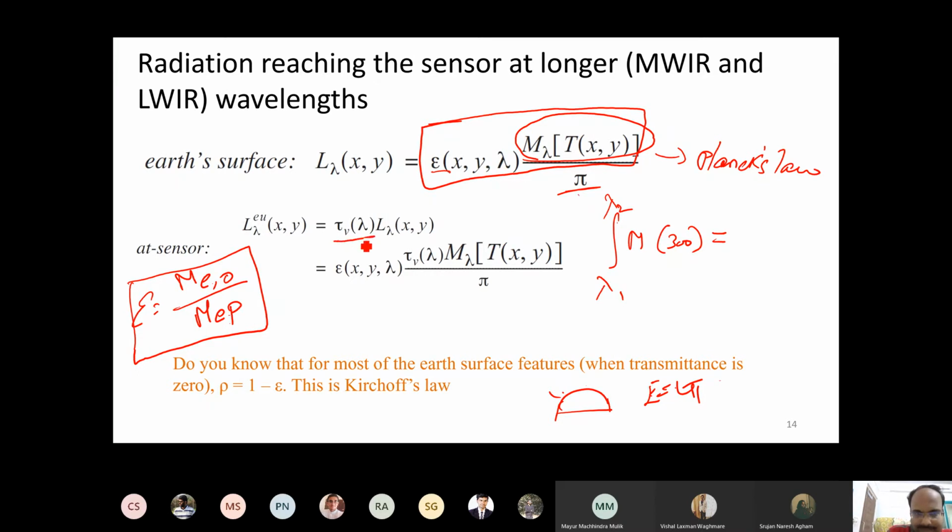It has to reach the sensor, so atmospheric transmissivity comes into the picture. When you multiply this in, you get the final equation like this. This is the total radiance emitted by an object that reaches the sensor. Here the transmissivity you have to calculate for the LWIR band and based on the viewing angle of the sensor. So this is related to the direct emission component. Any questions on this?